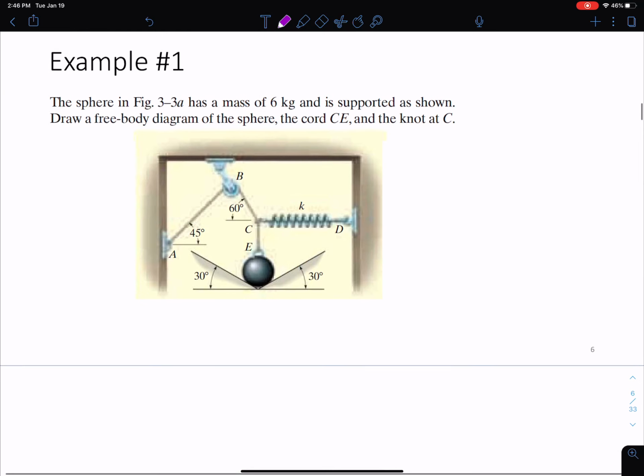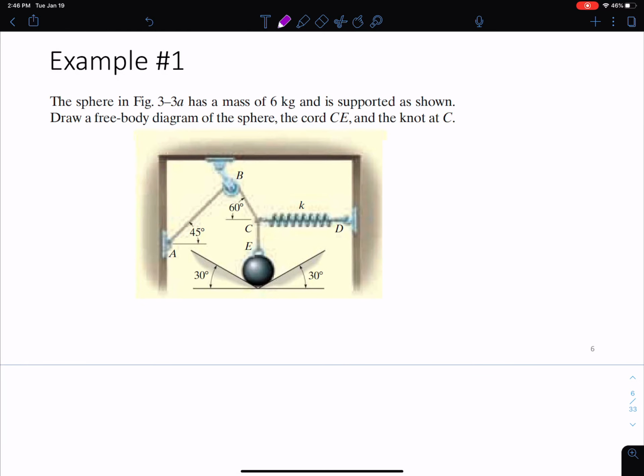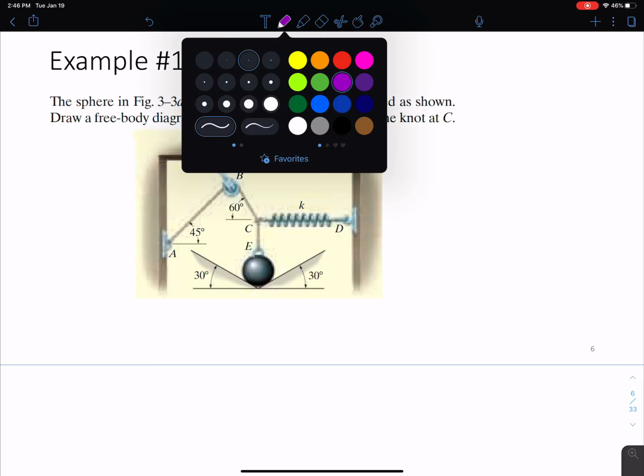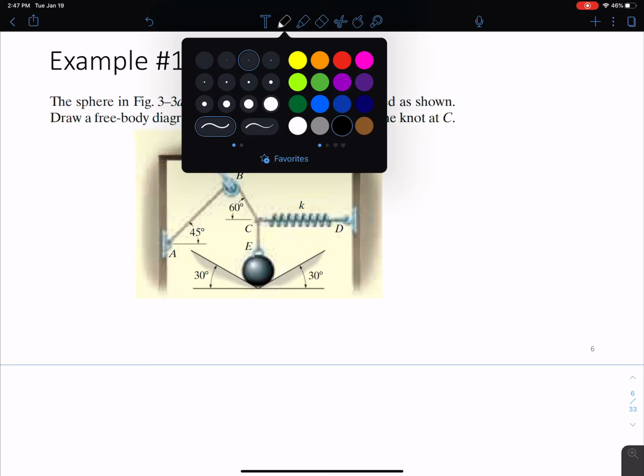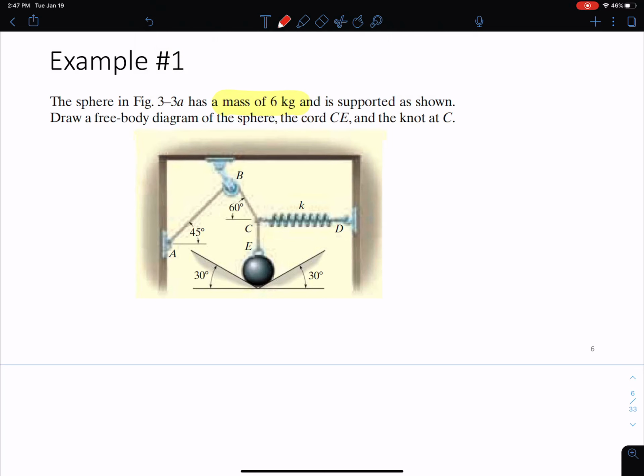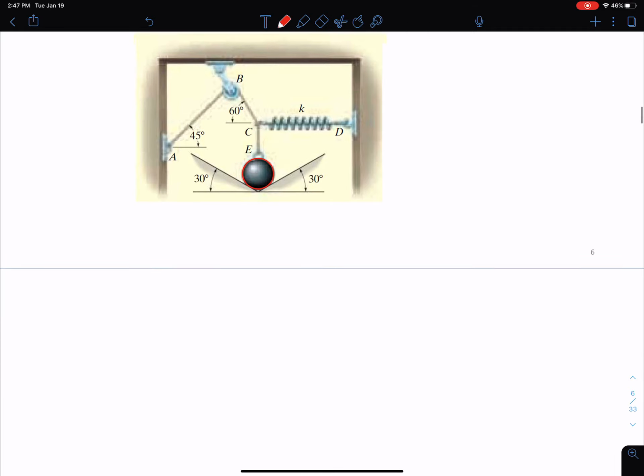So let's go ahead and do an example. We have a sphere here, and we're given a mass of the sphere of 6 kilograms. What we want to do is draw a free body diagram of the sphere, the cord CE, and the knot at C. We're going to first start by drawing the free body diagram of just the sphere. Because the problem is asking for the free body diagram of the sphere, we're going to isolate the sphere, almost like you want to make a little cut.